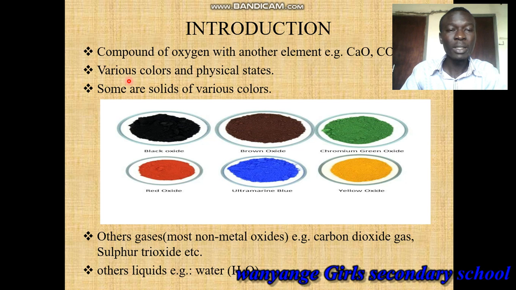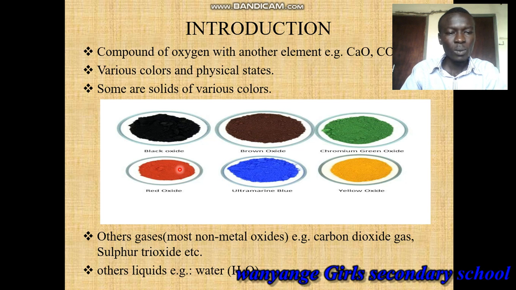When oxides are solids, they have a variety of colors. You can see that all these are solids. But when they are gases, usually the colors are a little bit limited. Most of them are colorless, although some are also colored. For example, you realize that nitrogen dioxide is brown. Then when they are liquids, you know the color of water. Water is colorless, right? Very good.